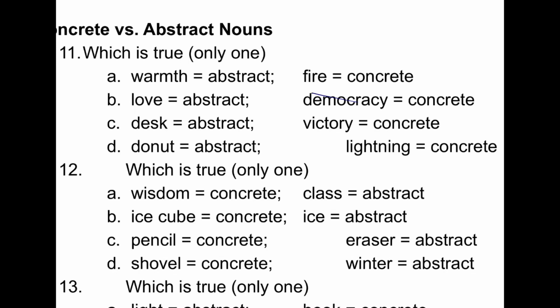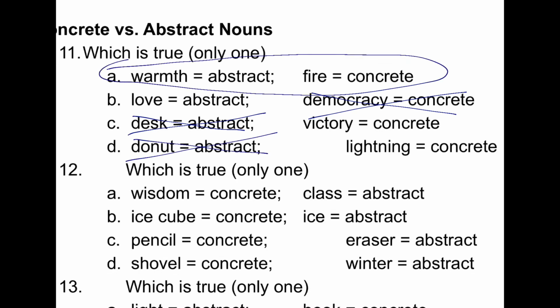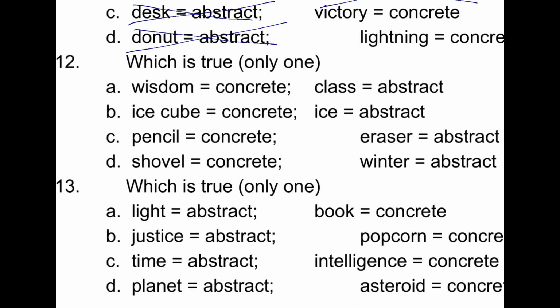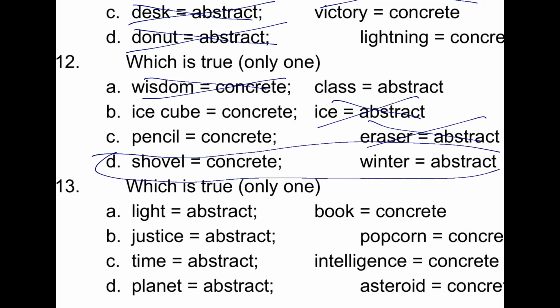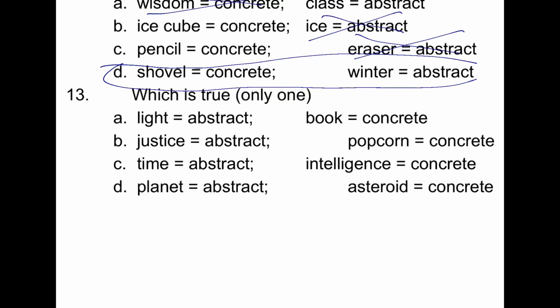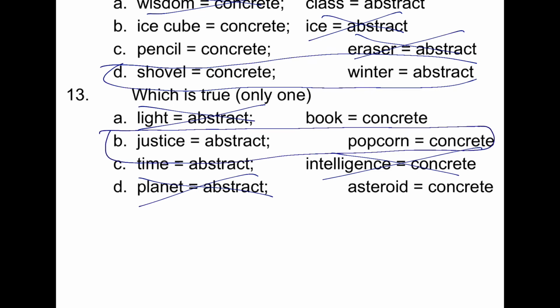Concrete versus abstract. Democracy is not concrete. A desk is not abstract. A donut is not abstract. But warmth is, and fire is concrete. Wisdom is not concrete. Ice is not abstract. An eraser is not abstract. But winter is abstract and a shovel is concrete. Intelligence is not concrete. A planet is not abstract. And light is not abstract. Justice is, though, and popcorn is concrete.